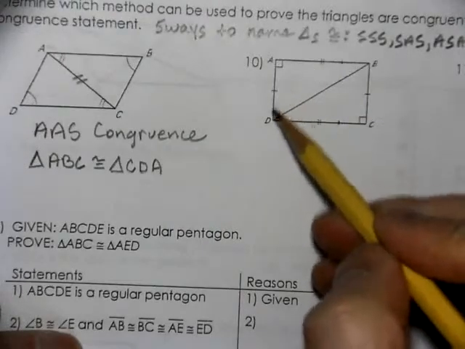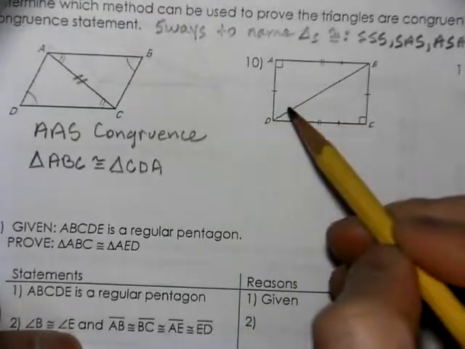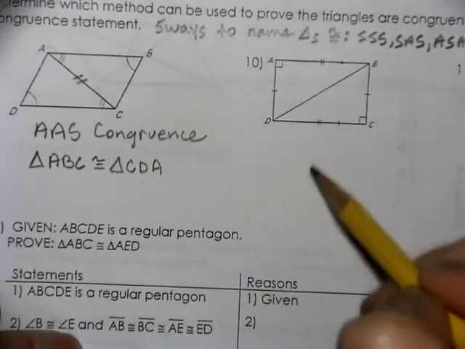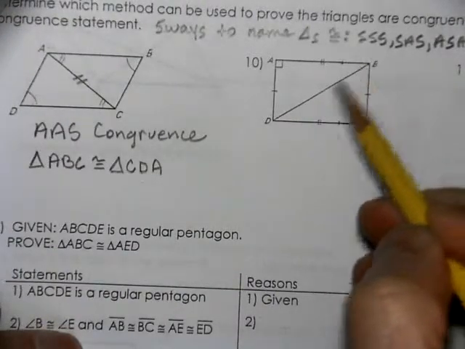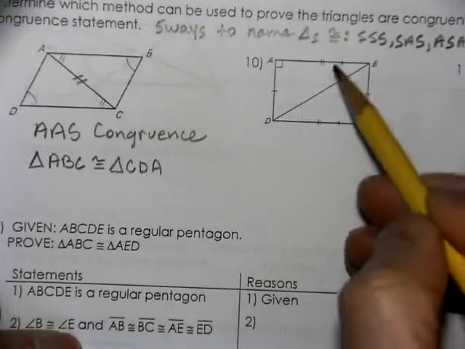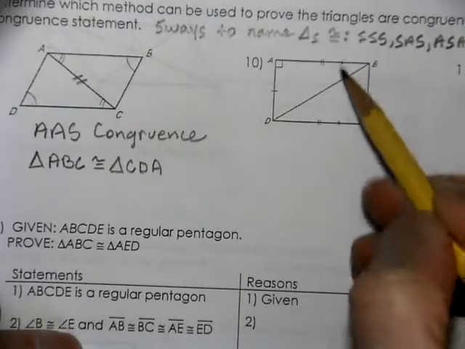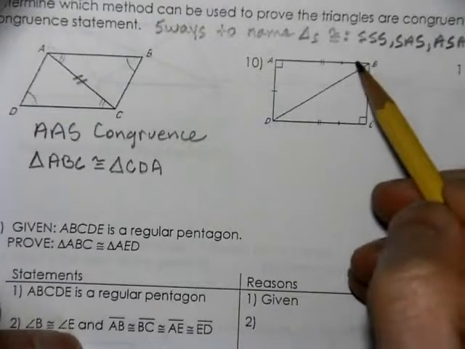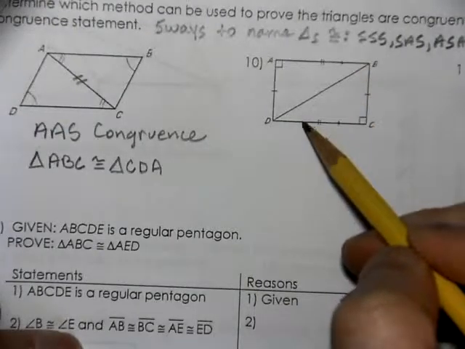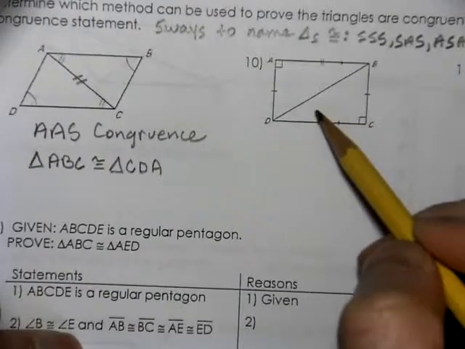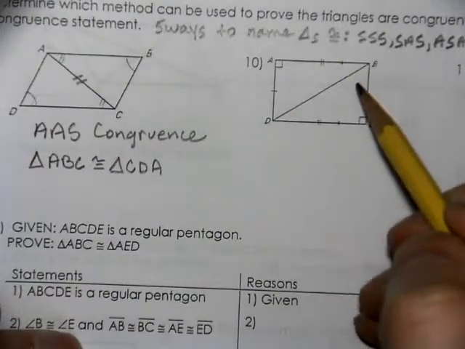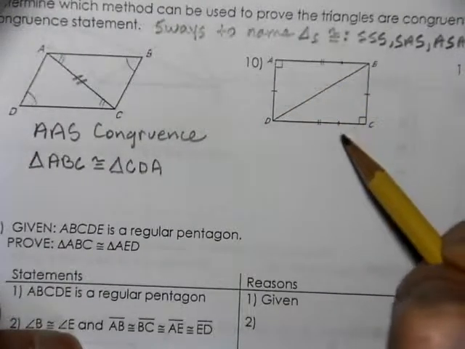So here, looking, we both have a 1-tick mark. We both have a 2-tick mark. And there's the side that's in between. It looks like we have some arrows here, so we could talk about alternate interior angles. Looks like we have some right angles, so you could talk about how this is a right triangle. So I think RHL could possibly work.